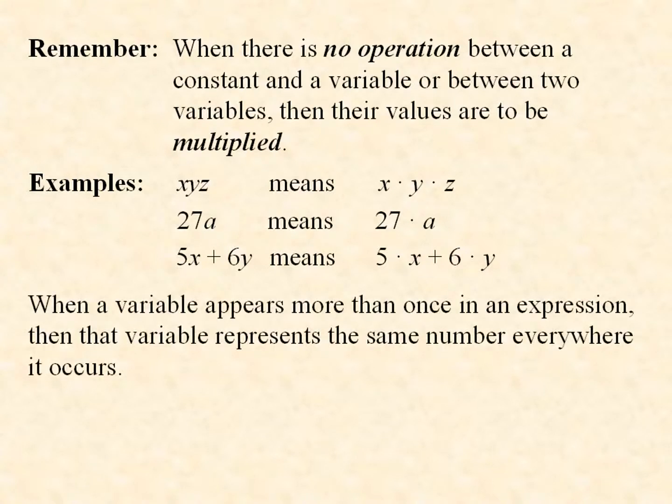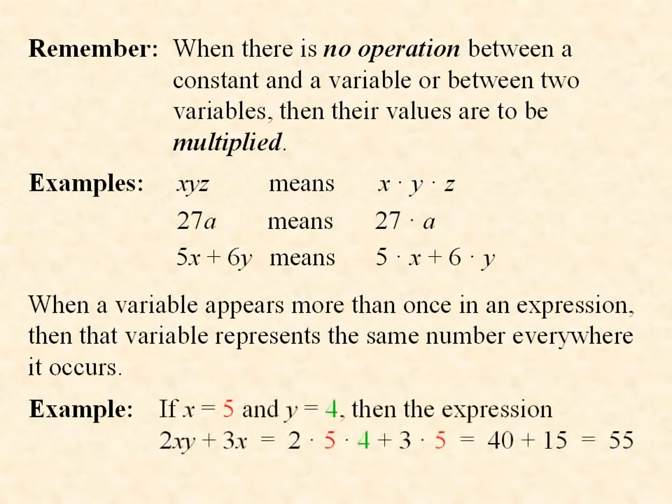When a variable appears more than once in an expression, then that variable represents the same number everywhere it occurs. For example, if x equals 5 and y equals 4, then the expression 2xy plus 3x is equal to 2 times 5 times 4 plus 3 times 5, which is 40 plus 15, or 55.